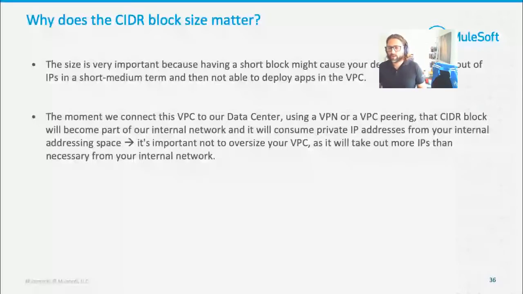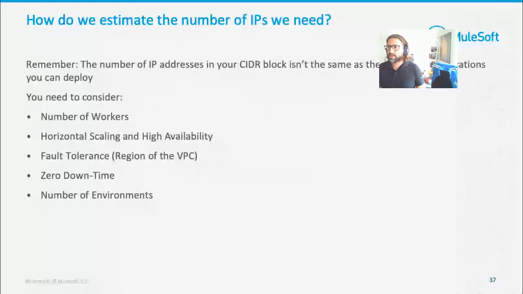All right, so the question then is, how do we estimate the number of IPs that I need for my Mule deployment? And for that, the number that we need to look at is the number of applications that we will be deploying in our VPC. The key here to understand is that there is no one-to-one relationship between applications and IPs. Remember, the number of IP addresses in your server block is not the same as the number of applications that you want to deploy. Okay? It's very likely that one application will consume more than one IP.